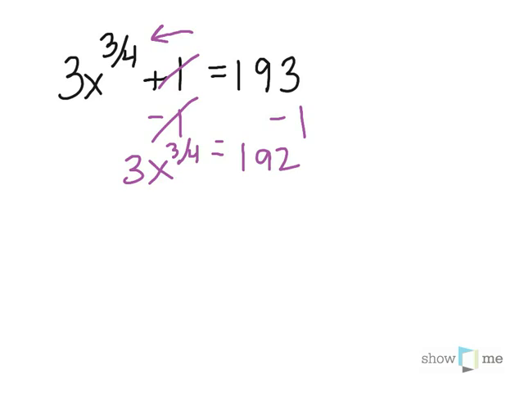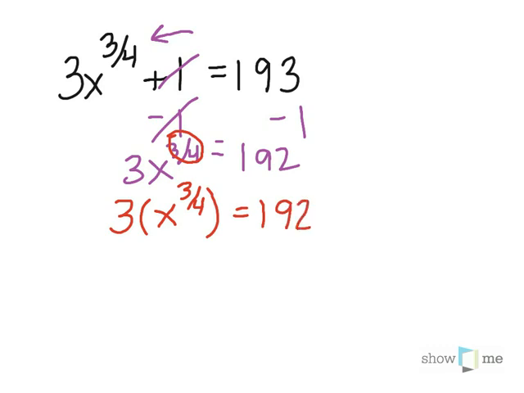Now, the next step is very crucial. You have to ask yourself, what does this exponent right here apply to? Does it apply to the x or to the x and the 3? That's a big deal. In this case, there are no parentheses that connect the 3 and the x and say that they both have an exponent of 3/4. So what this really means is 3 times x to the 3/4 equals 192. I know it isn't written this way, but that's what it represents.